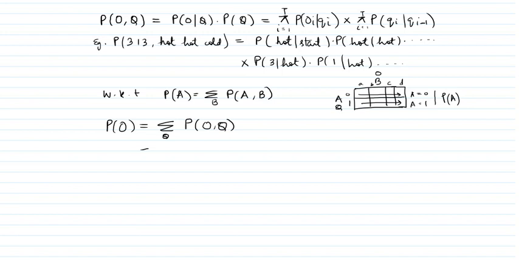And this P of O comma Q can be written as summation on Q of P of O given Q dot P of Q. Right, so this can again be written, when we expand this, as P of O1 given Q1 dot P of Q1.